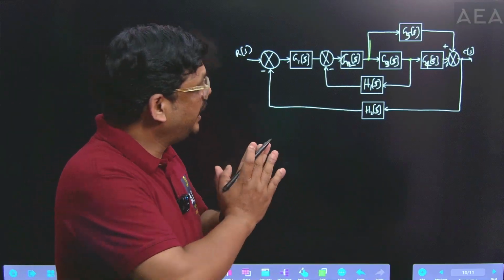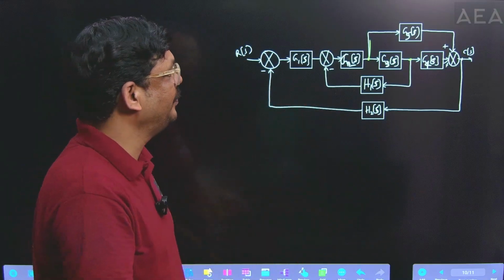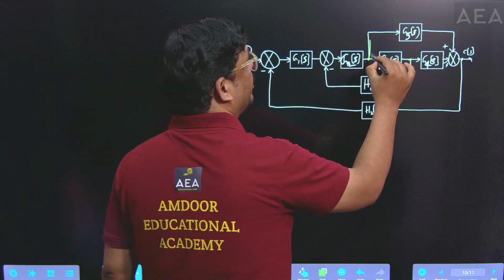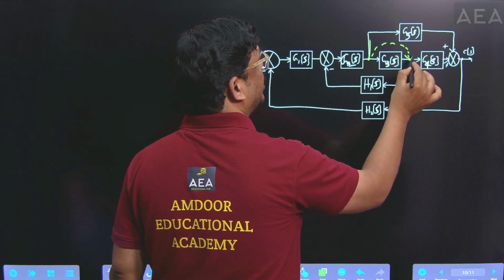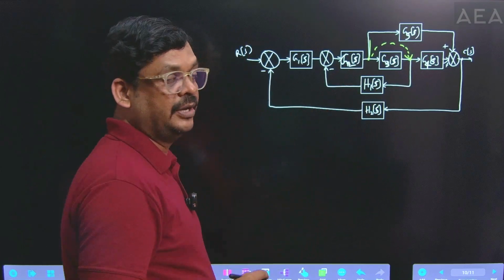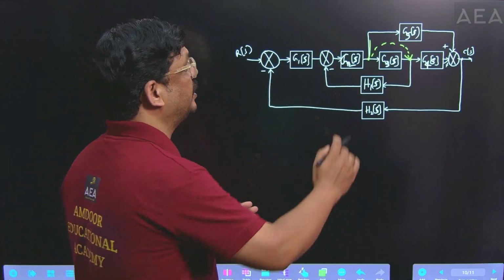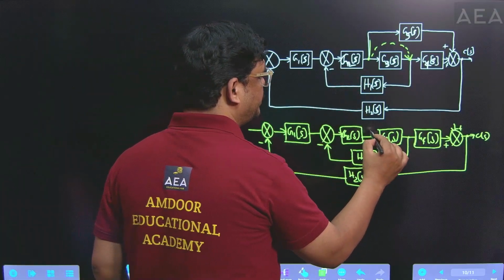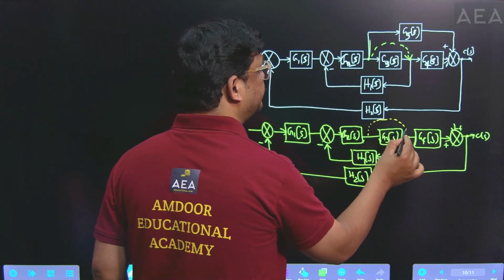First of all, here we have to apply shifting of takeoff points based on the given diagram. Summing point shifting is not required. I just want to shift this takeoff point. All of you observe this diagram. Otherwise, you can shift this takeoff point towards the left side or this takeoff point towards the right side of the block. So I want to shift this takeoff point towards the right side of the block. Based on the given diagram, this takeoff point is shifted to this position.